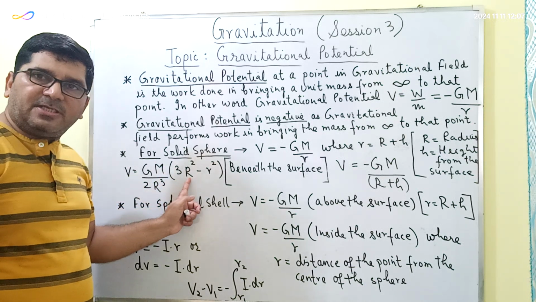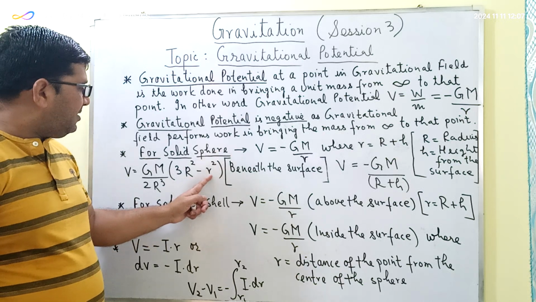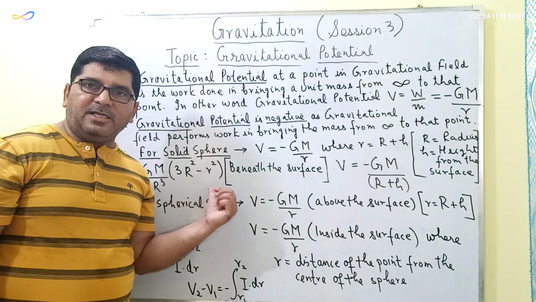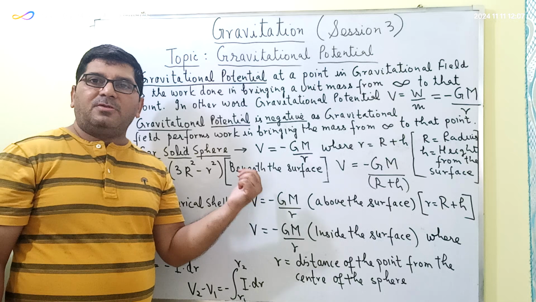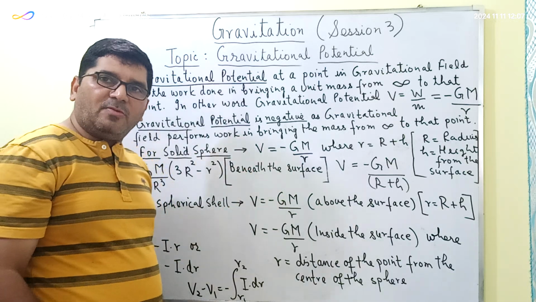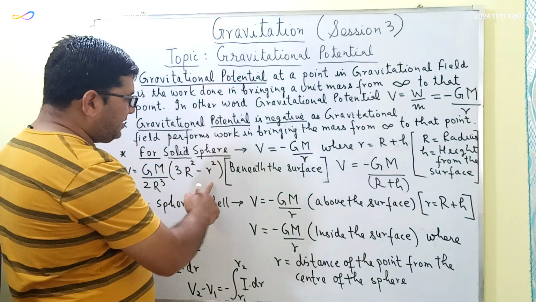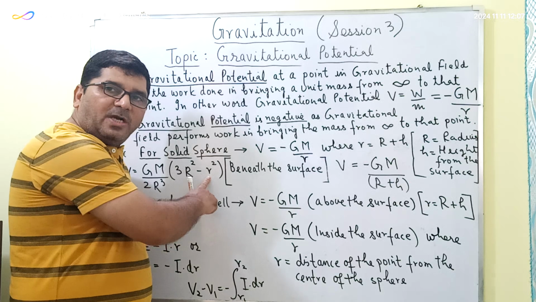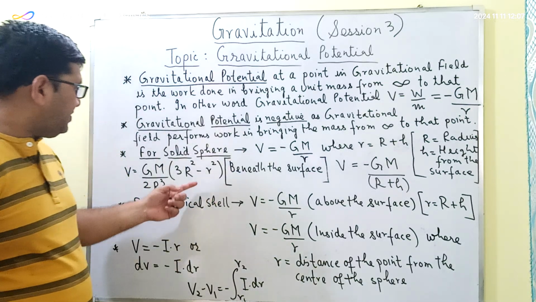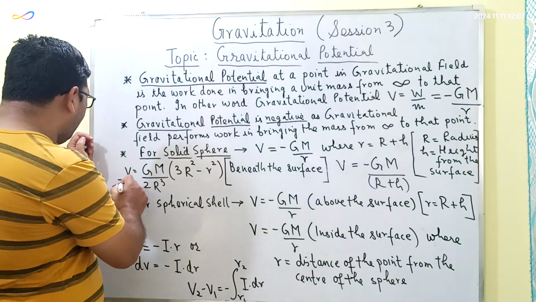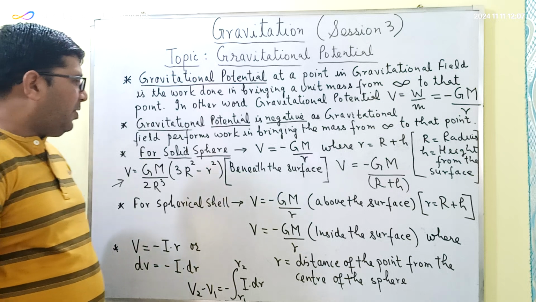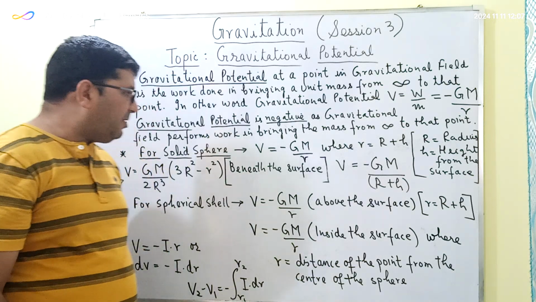Here capital R is the radius of the Earth minus r square, small r. Now here r is the distance of the point from the center of the Earth. So this is also a very important formula from the point of view of solving the numerical problems.